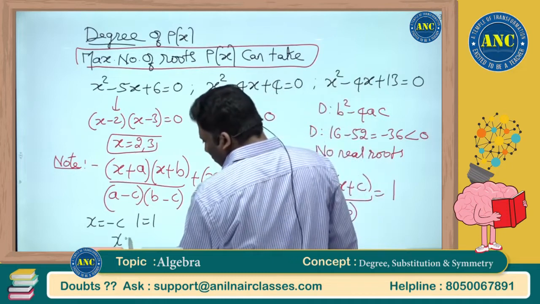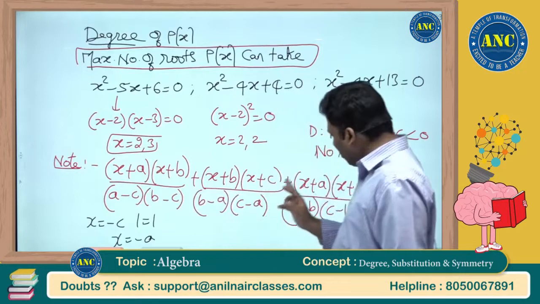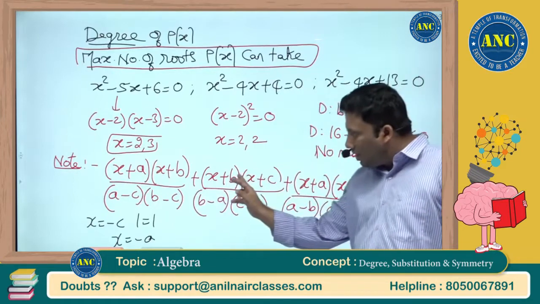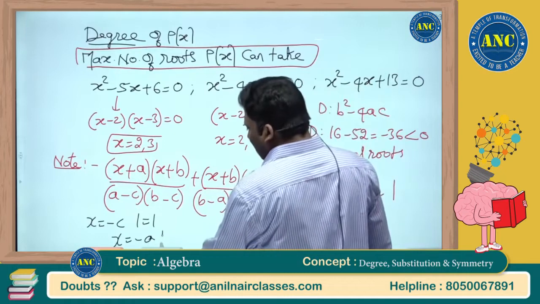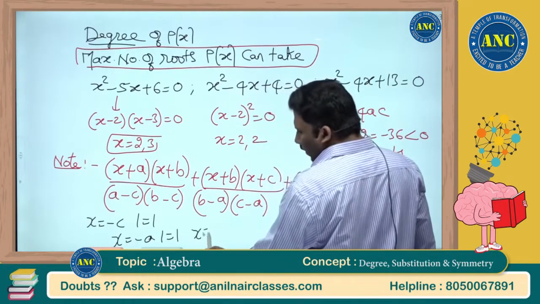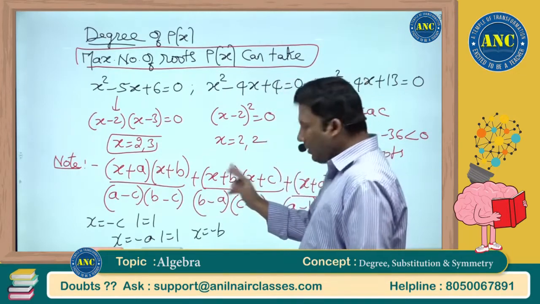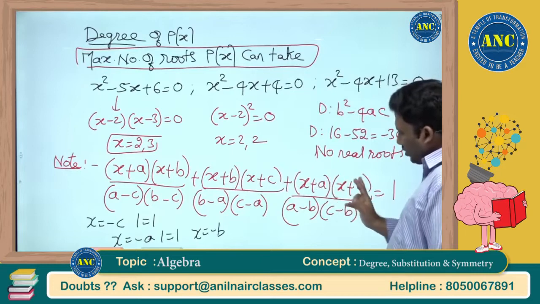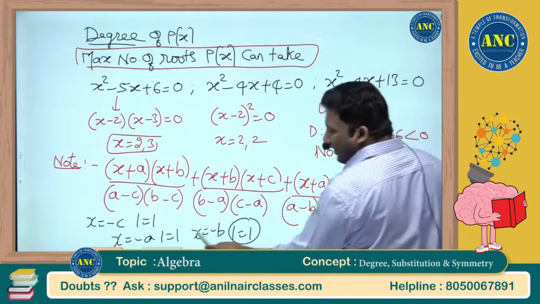X equivalent to minus a. Minus a plus a is 0. B minus a into c minus a by b minus a, c minus a, 1 equivalent to 1. X equivalent to minus b. Minus b plus b is 0. A minus b into c minus b, 1 equivalent to 1.